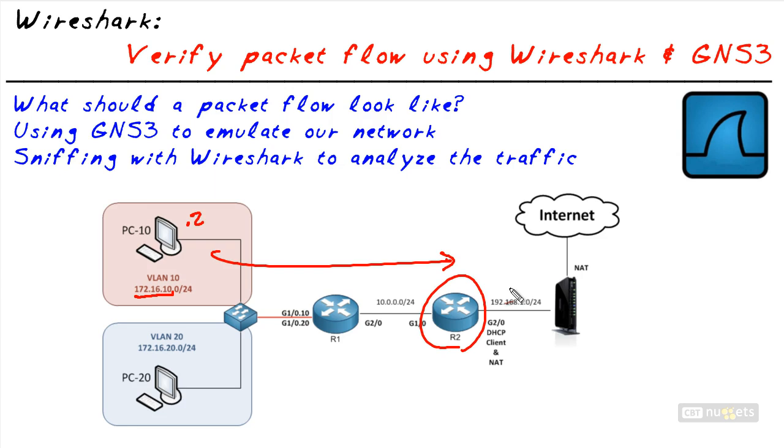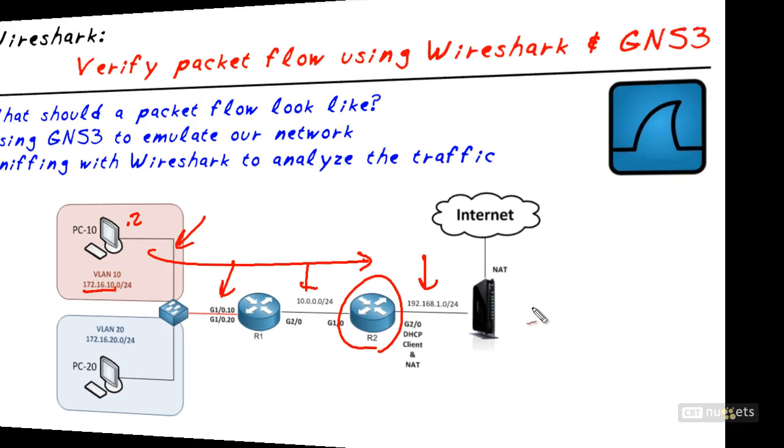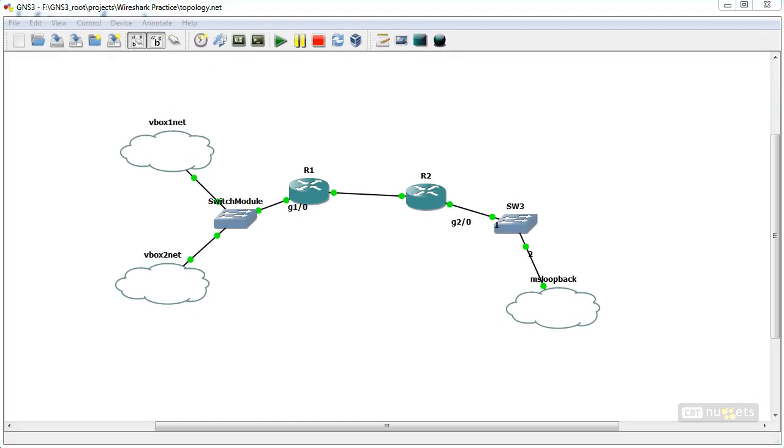Now, the beautiful thing is we can actually tell Wireshark to start sniffing at these four locations. We can start the captures running, and then we can launch the traffic and look at the individual trace files that Wireshark is collecting for us. So this is my GNS3 topology to support that.